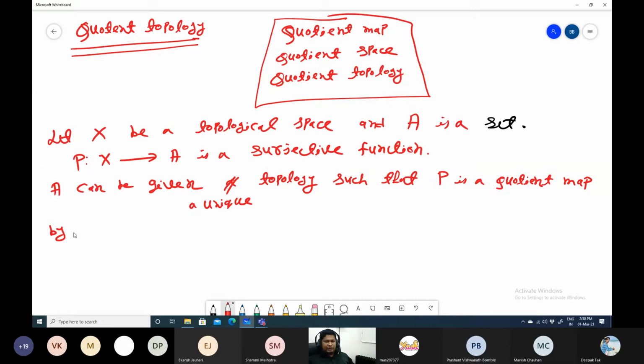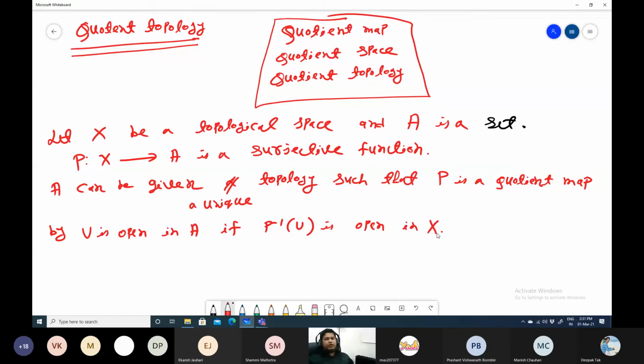Now that is also trivial. Can you tell me how to define an open set in A? P inverse U open. Right, that's all. Now U is open in A if P inverse U is open in X.